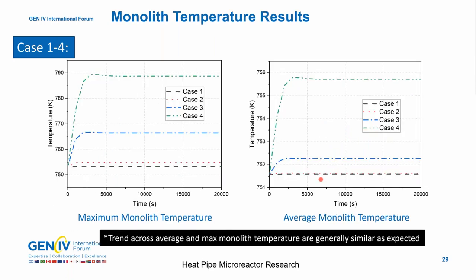We also check the peak and average monolith temperature. In these two figures, we get rid of the extreme pink line. Here we can find again that when more heat pipes fail, the temperature increase is much higher, and the final temperature is also higher across the different cases. The tendency is the same in different parameters, no matter whether it is the maximum or average monolith temperature.